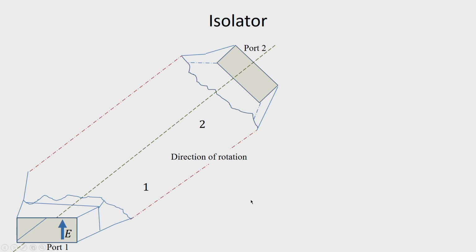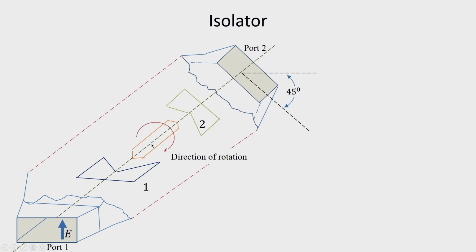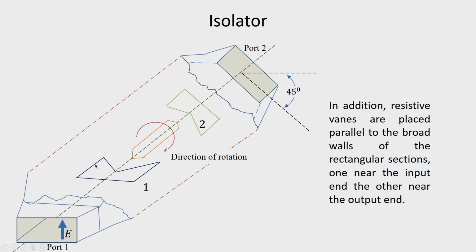Both the input and the output ends of the circular waveguide are tapered to rectangular waveguide sections, and the two ports are at 45 degree to each other. So, the structure is shown here. We have a circular waveguide section which is tapered to rectangular waveguide at the two ends, and port 1 and port 2 are at 45 degree to each other. We have a magnetized ferrite placed here, and also we have two vanes denoted by 1 and 2.